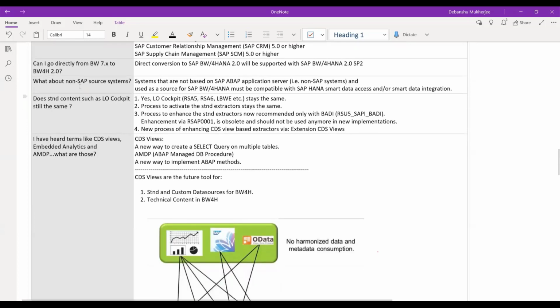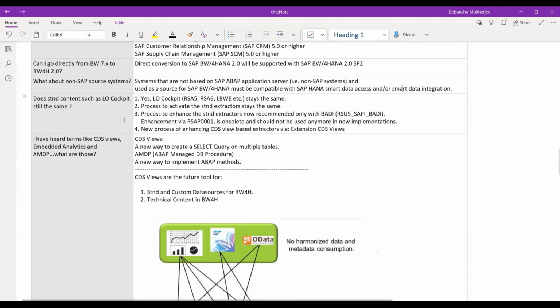And what about non-SAP source systems? Say, for example, Oracle based or SQL Server based. They are supported for BW4HANA. Okay, but they should be compatible with SDA or SDI, because the method to extract the data in BW4HANA for non-SAP source systems is SDA or SDI. So as long as your non-SAP source system is compatible with these, you are good.